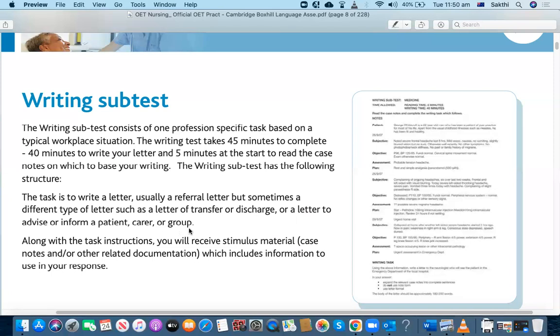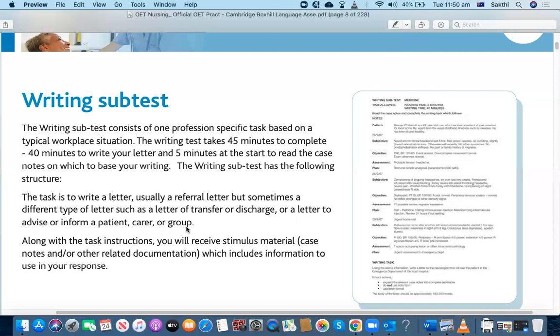Sometimes it could be a group as well, because if you work as a school nurse, and if there is an outbreak of something, maybe let's say a COVID-19 issue in the school, as a nurse you need to write a letter to inform all the parents and their children regarding the outbreak of the COVID-19 infection as well.